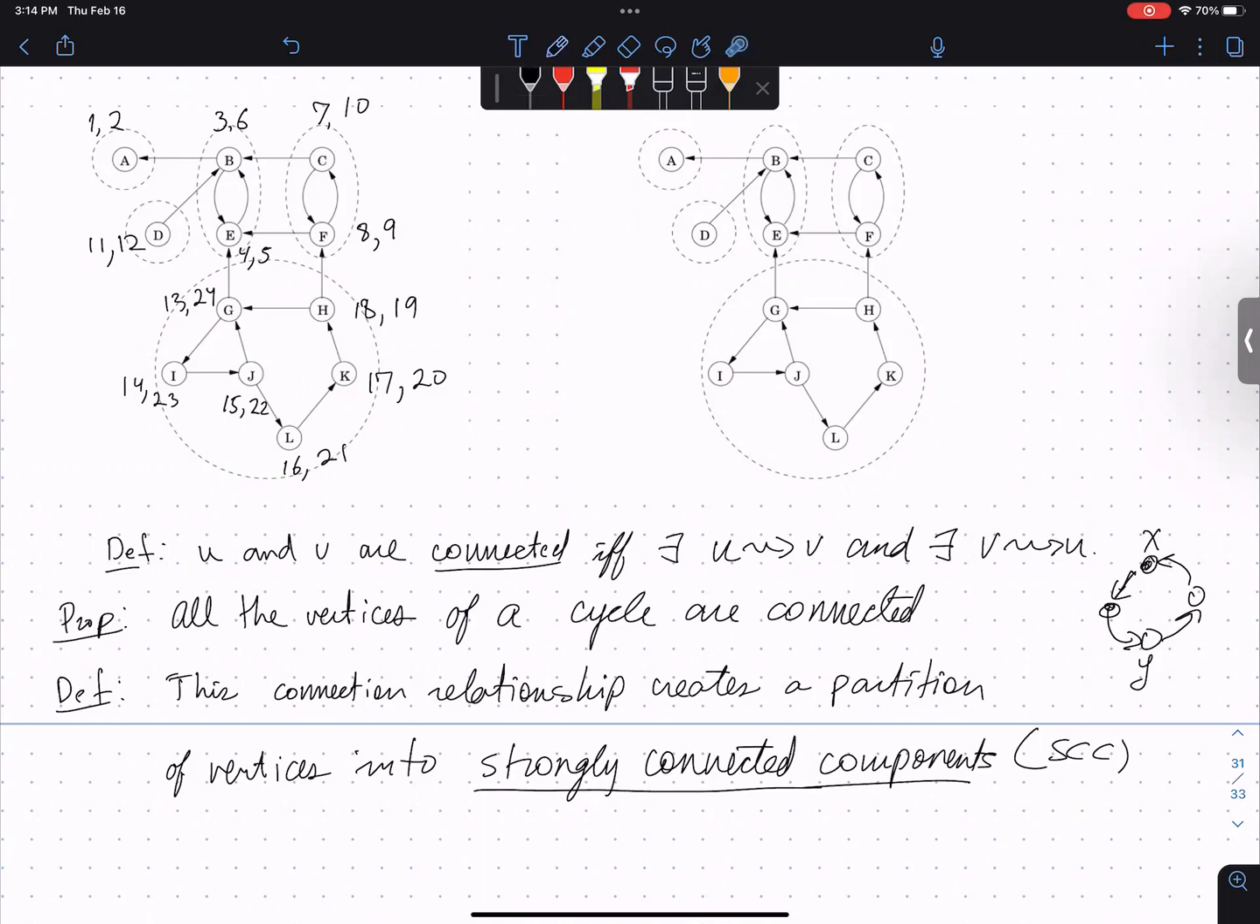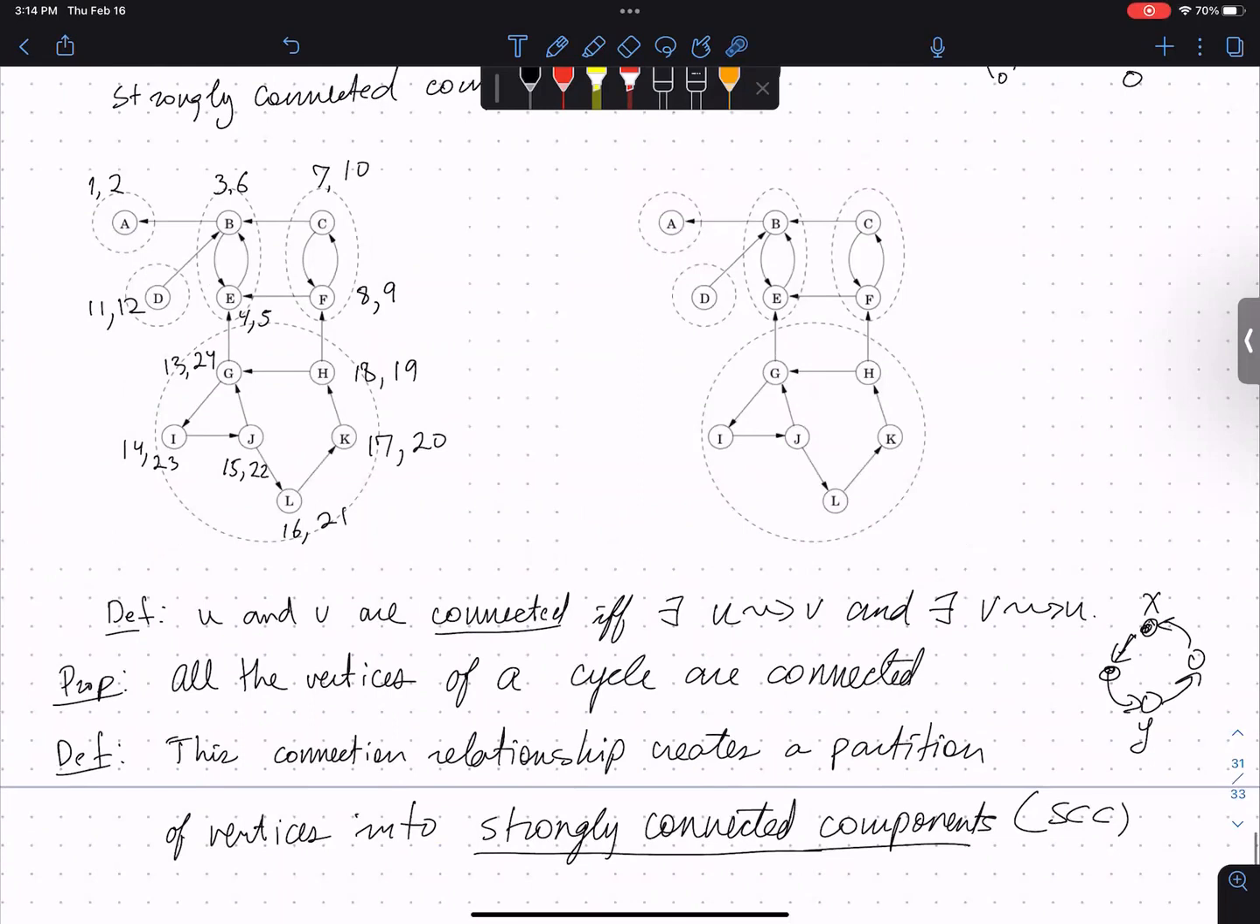Also, remember the definition of a partition. A partition is when we divide a set of vertices into components with the property that the components don't overlap and that every vertex belongs to a component. That's what a partition is. The strongly connected components form a partition of our graphs.